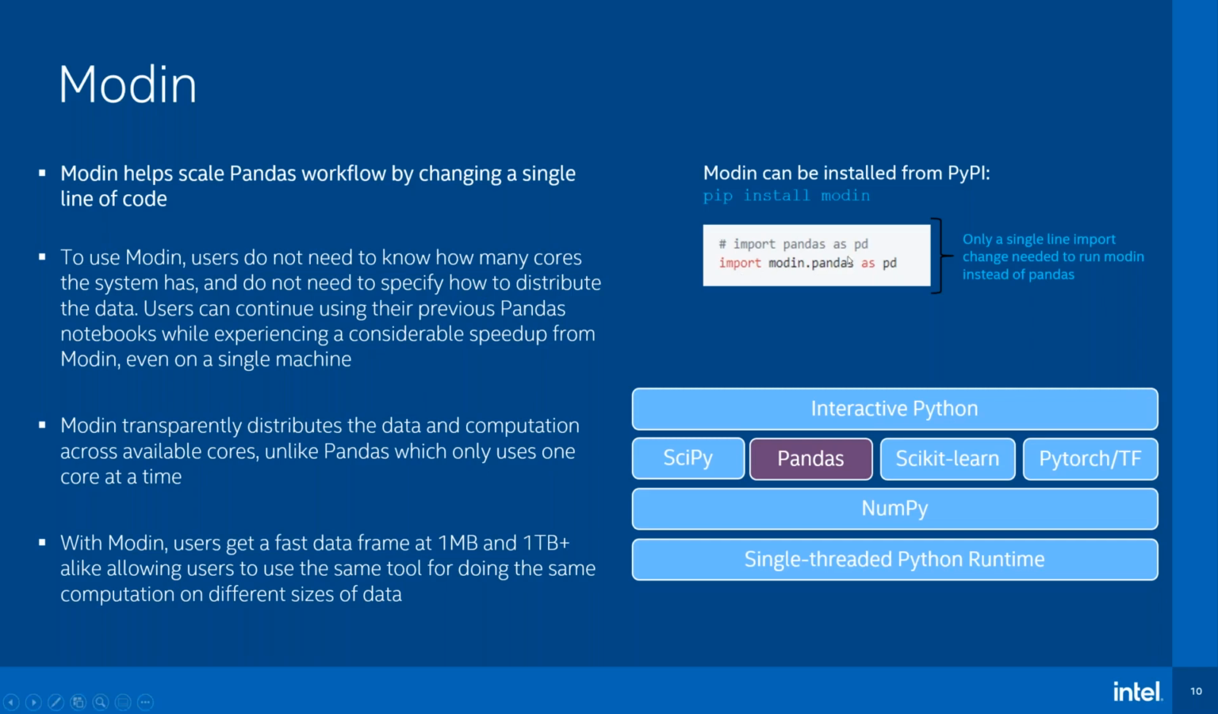Only a modification of the import statement is needed, as shown here. Thereafter, users can continue to use their previous Pandas notebooks with those familiar Pandas APIs and experience a considerable speedup from Modin, even on a single machine. Modin also scales well from laptops to workstations to servers, all the way up to the cloud. It is not limited by a single-threaded Python runtime, and it's a multi-threaded implementation providing multi-core parallelism on a single node and multi-node parallelism on a cluster or a cloud.